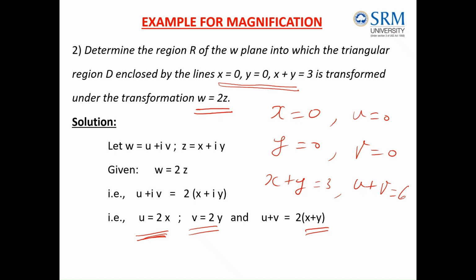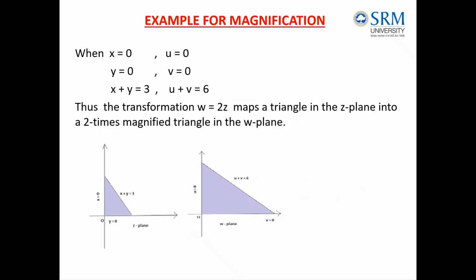So that we can get the image of the given triangular region, and we can easily understand the magnification. See this, the image of u equal to 0, v equal to 0 and u plus v equal to 6. u equal to 0 is the v axis and v equal to 0 is the u axis, and u plus v equal to 6 is the intercept form of the straight line equation. If you see this, you can easily understand that the image is magnified 2 times. So w equal to 2z is the transformation which gives magnification.